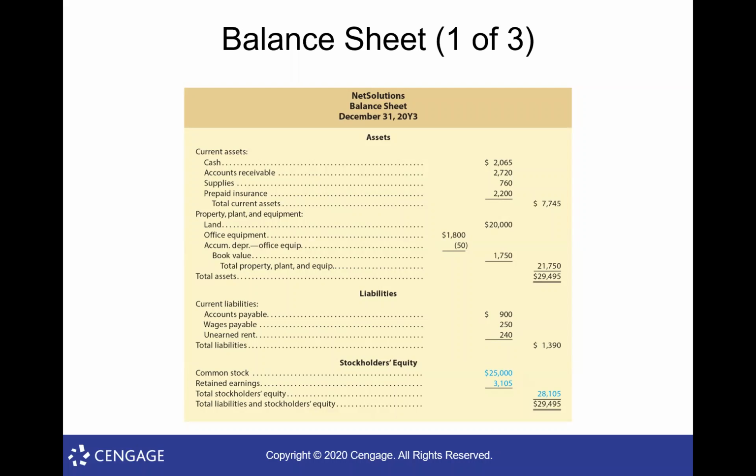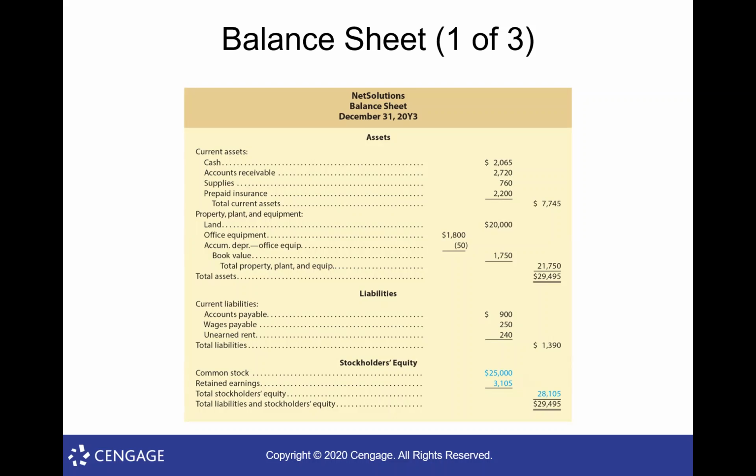So it's going to include cash, accounts receivable, right? When we say use up, what we really mean there is collect it and convert it to cash, right? Supplies, those are things we expect to use up. And then prepaid insurance, another asset we expect to use up. By how? By having insurance, right? So that's our total current assets.